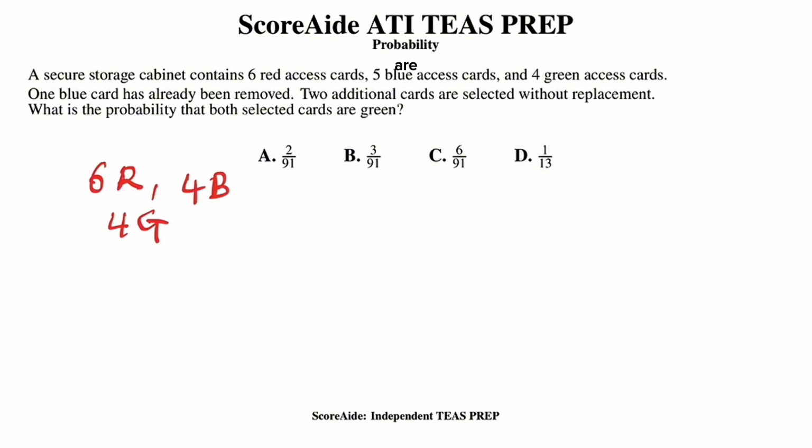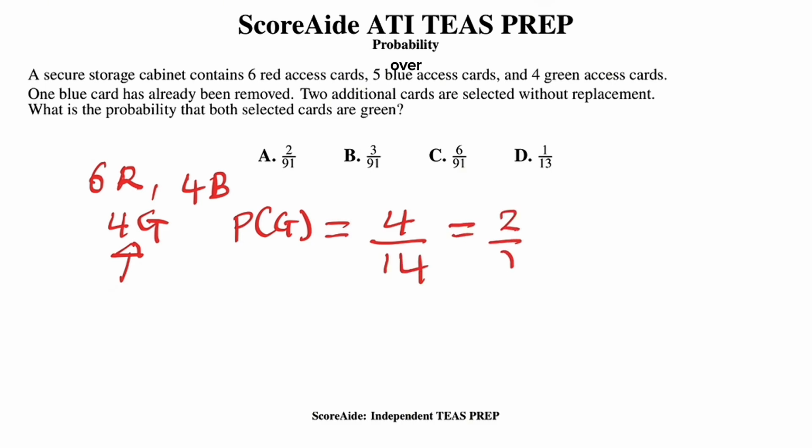2 additional cards are selected without replacement. What is the probability that both selected cards are green? So we are focused on green, right? If we select the first green, the probability of green the first time is going to be the total number of greens now, which is 4, divided by the total number of cards in that deck. We are going to have 6 plus 4 plus 4, which is 14, right? So this is 2 over 7.